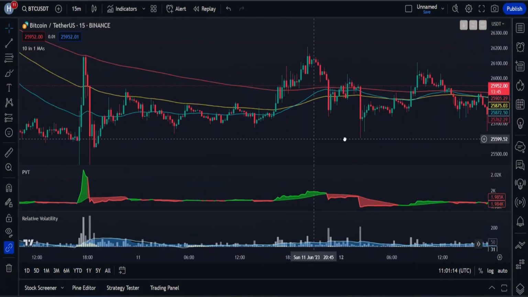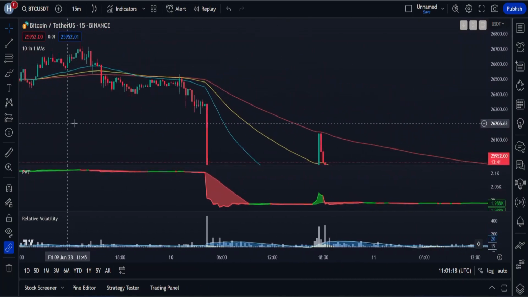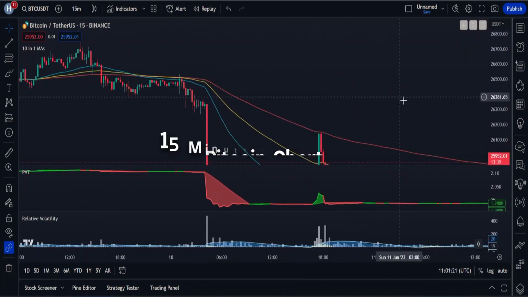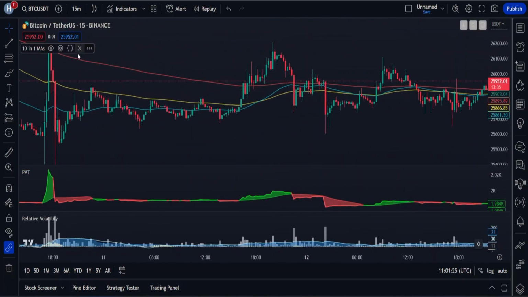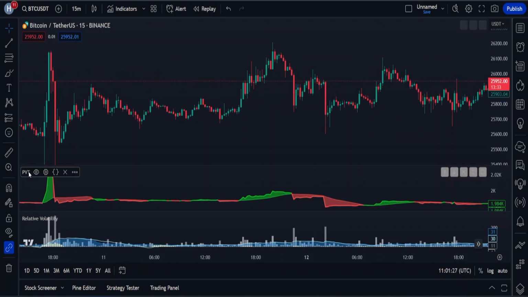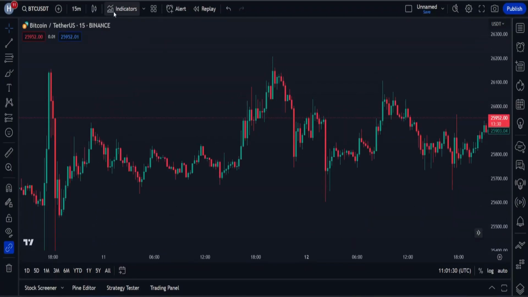So I'm in TradingView, and this is what our chart is going to look like when we are done setting up our indicator. I'm going to be using a Bitcoin chart in a 15-minute time frame to explain this strategy. I'll quickly cross out these indicators so I can explain their settings from the beginning. Let's first add the main indicator to the chart.